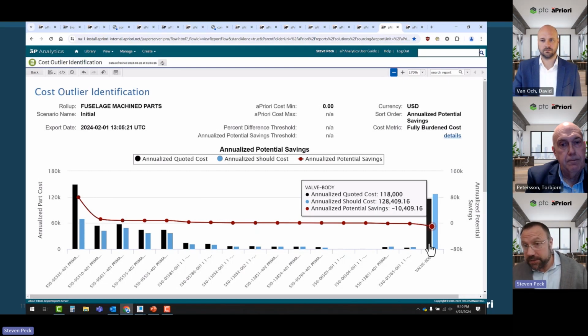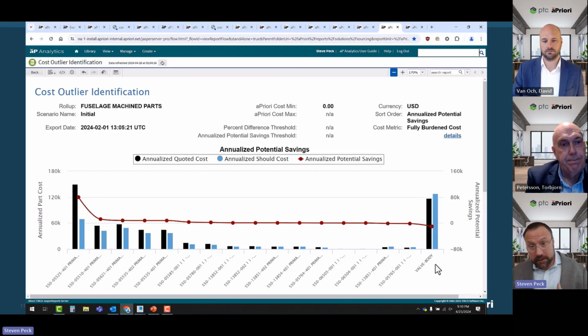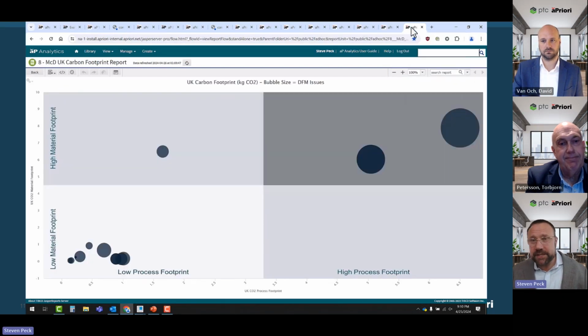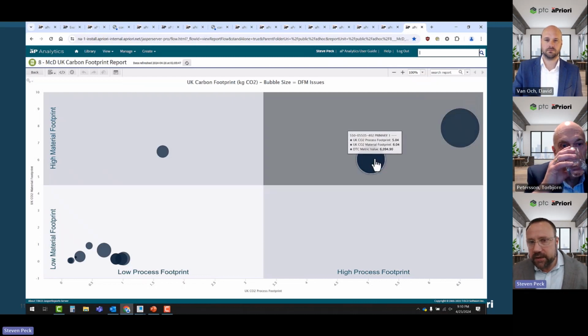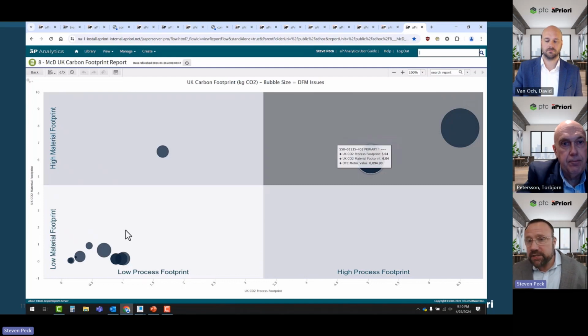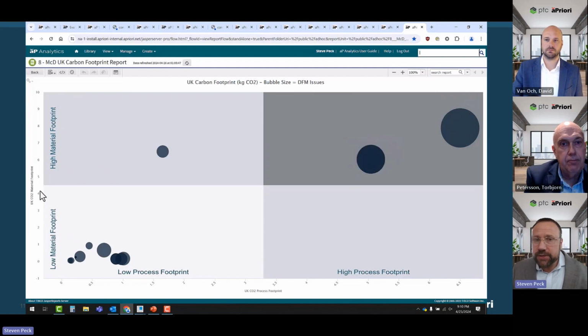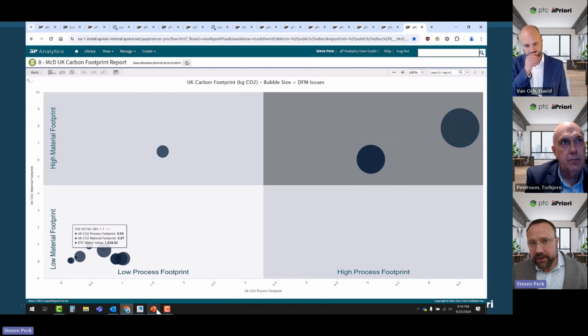It may be that there are some components that I'm actually getting a good price on, but that could be a risk. It could be an indication that a price increase is coming. And lastly, looking at the data through the lens of carbon, material and process contribution, the big bubbles on the right there are the parts that I really need to focus on if I want to drive carbon out.